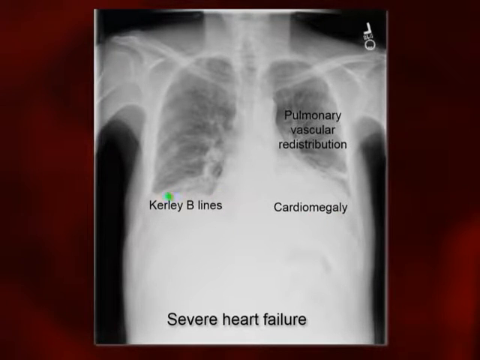And out here, there are curly B lines, these horizontal thin lines out in the periphery of the lung. And they're perpendicular to the pleural surface. They represent thickened interlobular septa, which is common in pulmonary edema, which in turn is common in heart failure. There's also perivascular cuffing, these little circles that you can see here, and that's also classic in pulmonary edema.